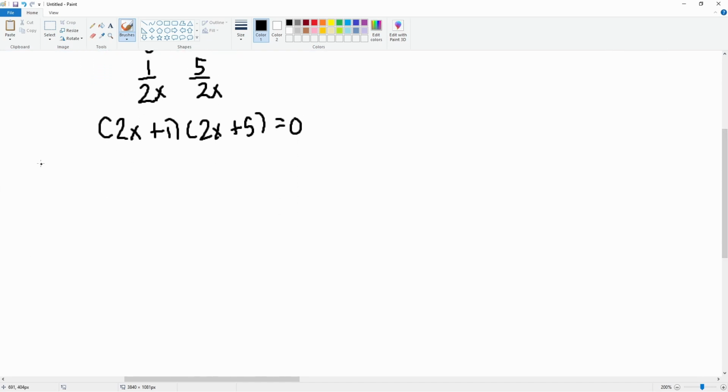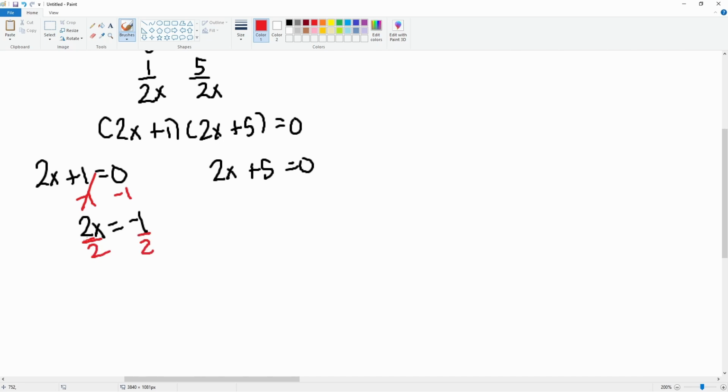Now we solve. We set each term equal to 0. 2x plus 1 is equal to 0, and 2x plus 5 equals 0. Here we are going to subtract 1 from both sides. This cancels, leaving you with 2x is equal to negative 1. Then you want to divide both sides by 2. 2 over 2 cancels, leaving you with x is equal to negative 1/2.